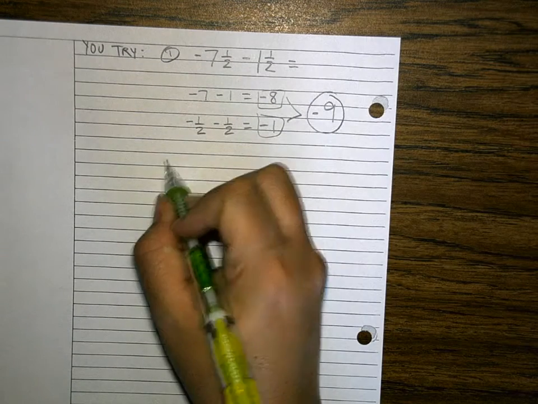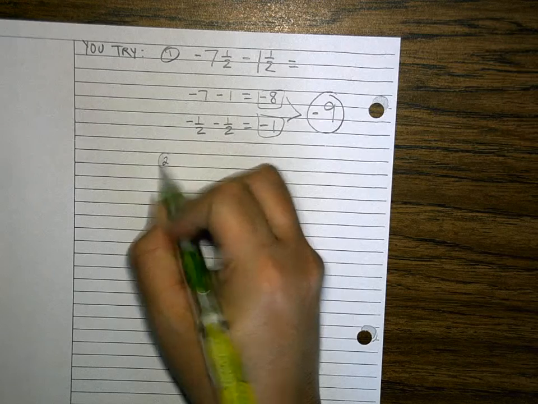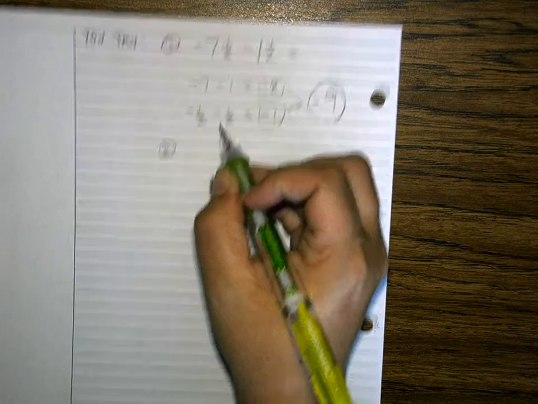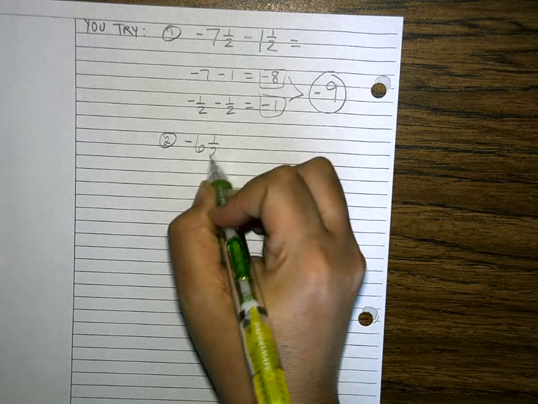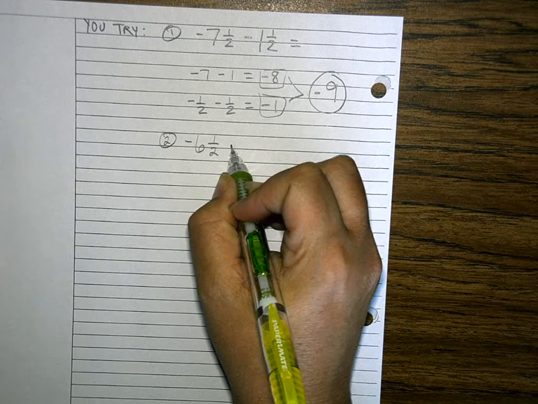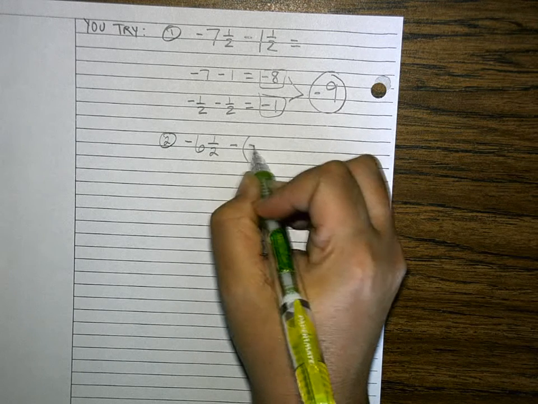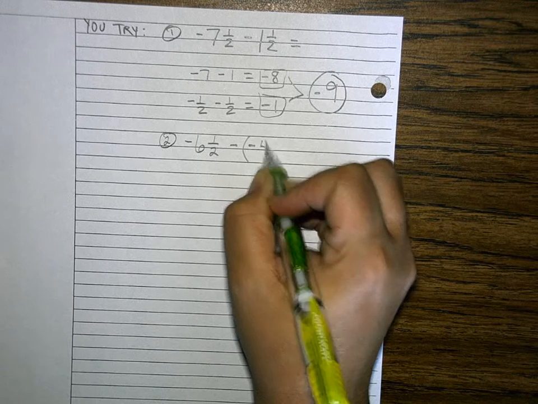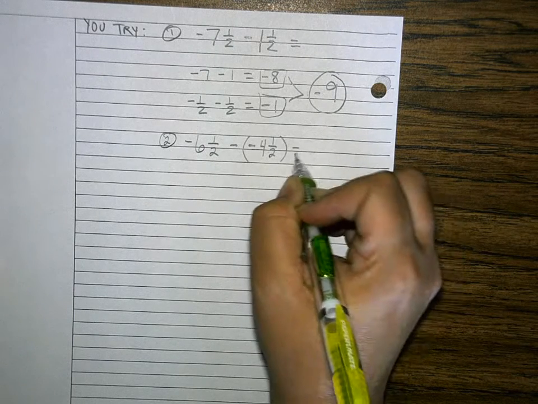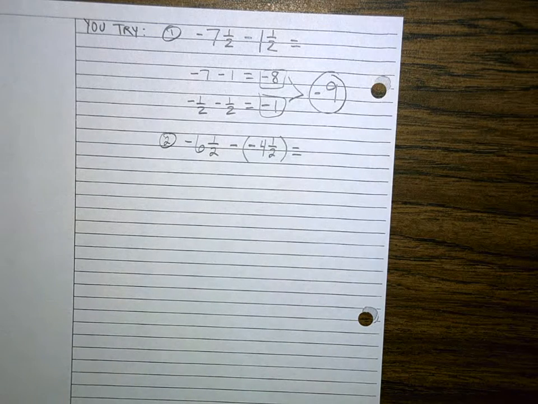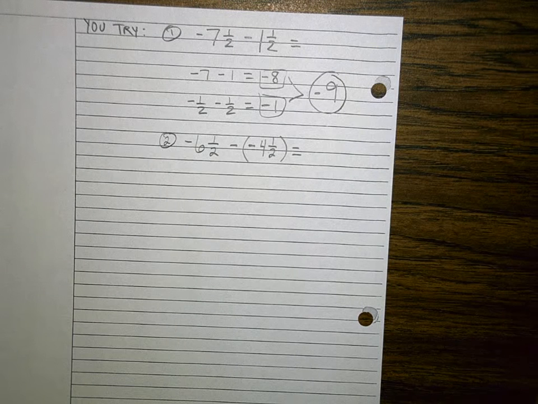Okay, last one. Negative 6.5 minus a negative 4.5. Just raise your hand when you know.